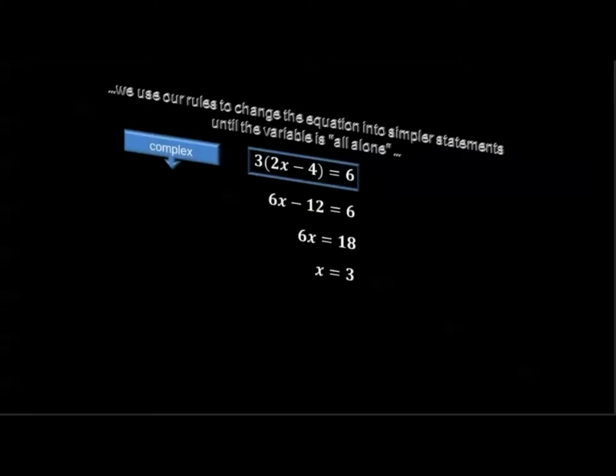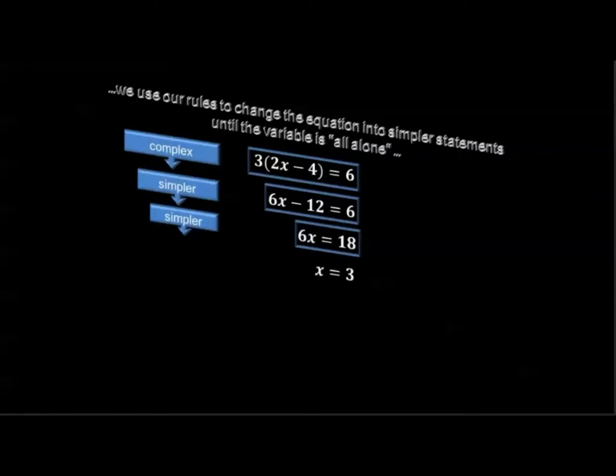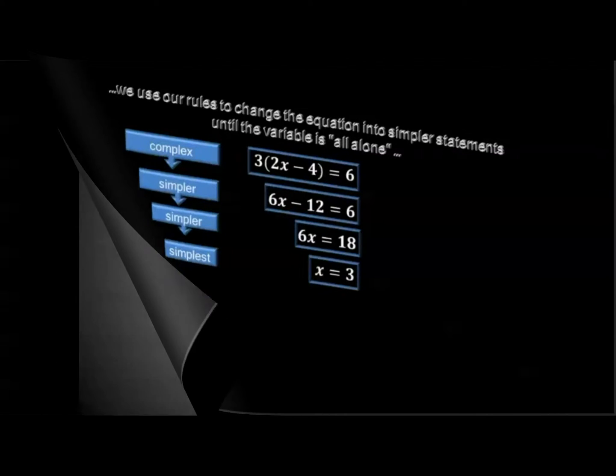We start with the equation in its most complex form. We use our rules to simplify that equation and make it simpler. We use our rules again to make it even simpler in form. And finally, in this example, in the next step, we make our equation into its simplest form.